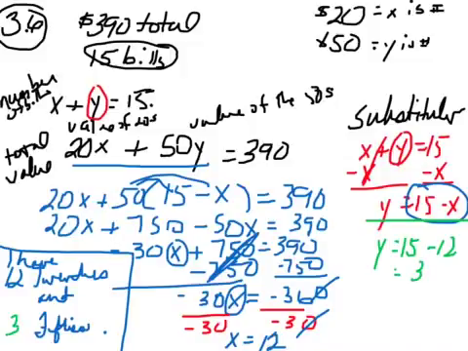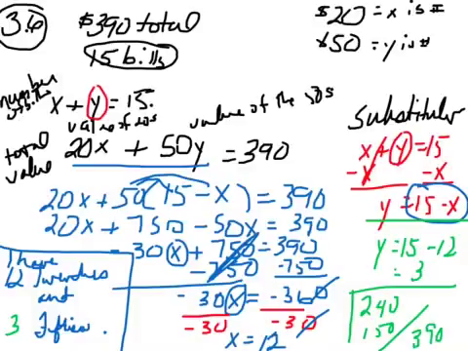12 plus 3 is 15, and if you think about it, let's check that answer. If I had 12 20s, 12 times 20 would be 240. And if I had 3 50s, 3 times 50 is 150. Does that add up to 390? Yes, it does. So I know I got the answer right.